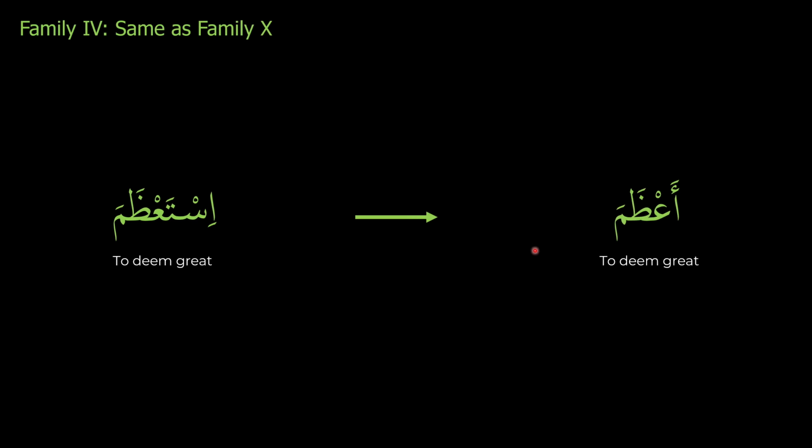And then finally, the last meaning it can have is basically the same meaning as family number 10. So if we have ista'zama, which means to deem great, then in family number 4 it would be a'zama, which is also to deem great. So it has the same meaning.